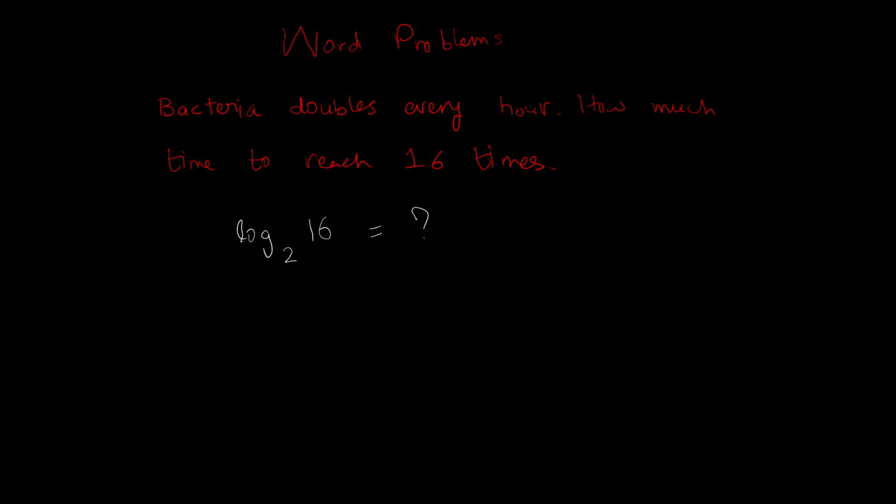So you can just start by simplifying it as log base 2 of 2 to the power of 4, taking the 4 to the left-hand side. And now since the base and the number are the same, it should equal 1. It would be 4 hours.